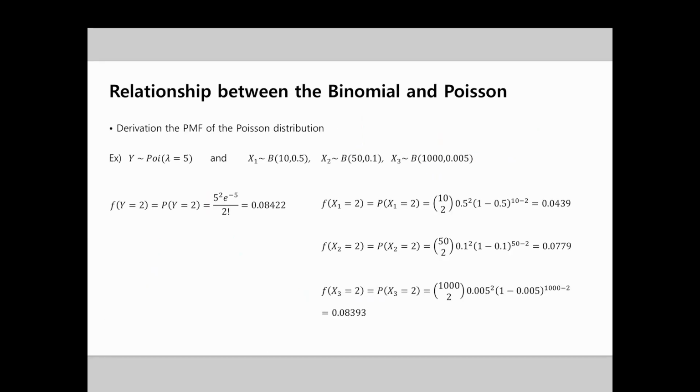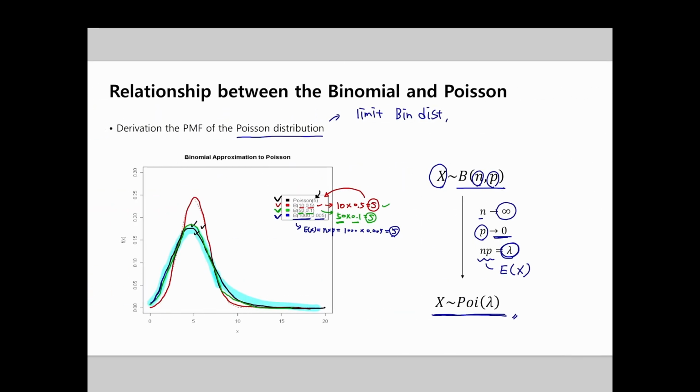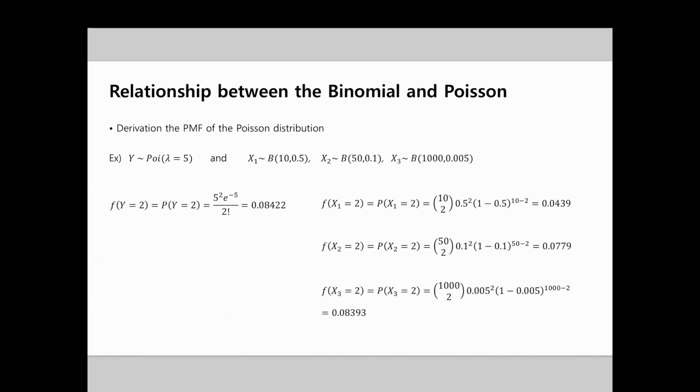And then let's compare the PMF values in the previous figure. Okay. So we assume that the random variable y follows the Poisson distribution with lambda equal 5. That is the black graph, and x1 follows the binomial distribution, it is the red line. Okay, x2 follows like this, it is the green line. And x3 follows the binomial with n equal 1000 and p equals 0.005. This graph, the color is the blue line.